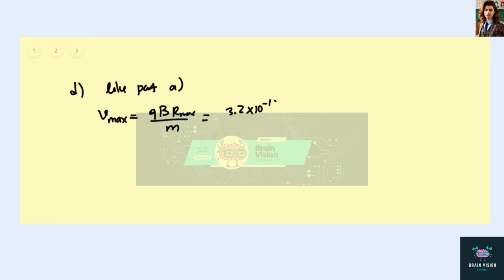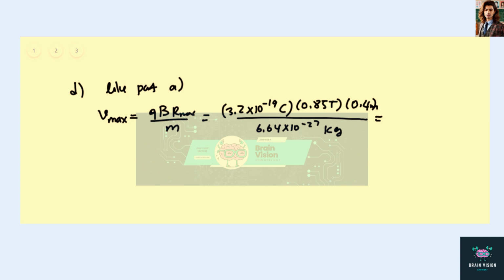3.2 times 10 to the power negative 19 coulombs would be the charge. 0.85 tesla is the magnitude of the magnetic field. The radius is 0.4 meters. The mass for the alpha particle is 6.64 times 10 to the power negative 27 kilograms, almost like 4 times the mass of a proton. So from here, we calculate the v max for an alpha particle to be 1.64 times 10 to the power 7 meters per second.